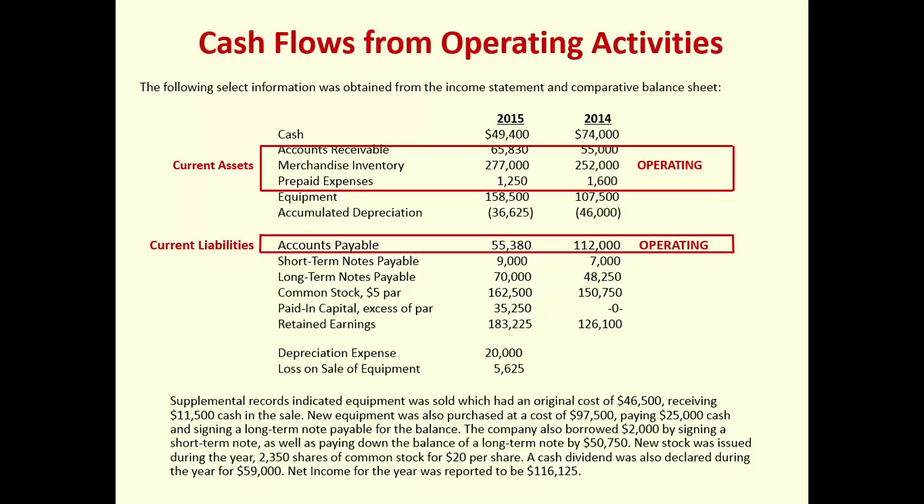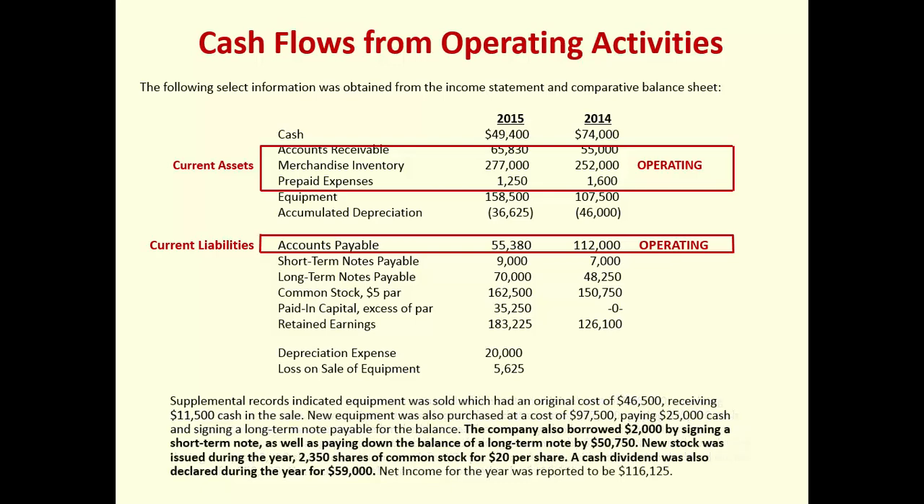Then you have supplemental information. So of all this, remember we're going to focus on operating first. This is what I need. What's in these boxes? Down below tells you equipment was sold. More equipment was bought. That's not operating. That's investing. Company borrowed on a short-term note as well as paying down the balance of a long-term note. They also issued new stock, and they issued it for cash. They declared and paid a cash dividend. That's not operating. That's financing.